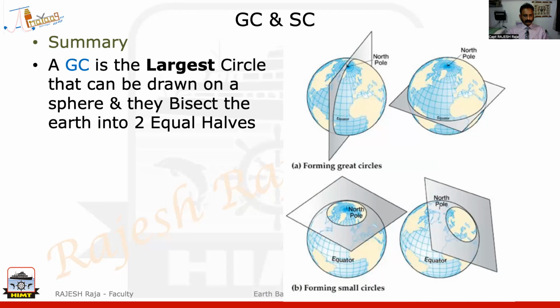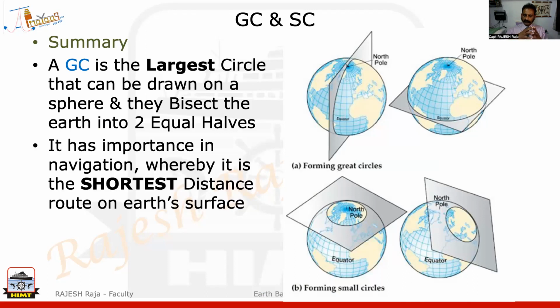A quick summary. Please remember, the great circle is the largest circle that can be drawn on a sphere. That is the largest circle. And they always bisect the Earth into two equal halves. What is so important about it? It has got importance in navigation, whereby I can find out the shortest distance route if I draw a great circle. We'll be talking about great circle routes and different other routes a little bit later in the part of navigation. But right now, this is what we need to know. And a small circle is any other circle. That's it. As far as the plane does not pass through the center, it's a small circle.